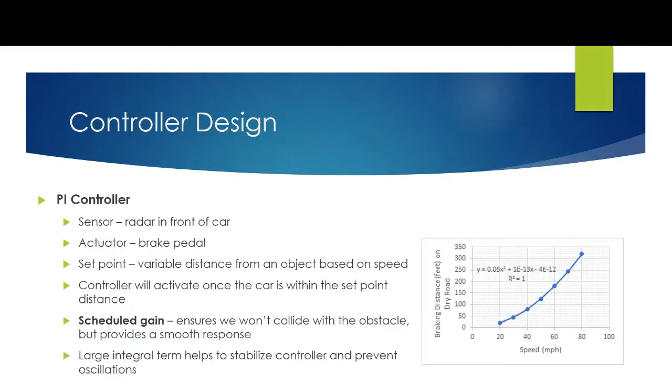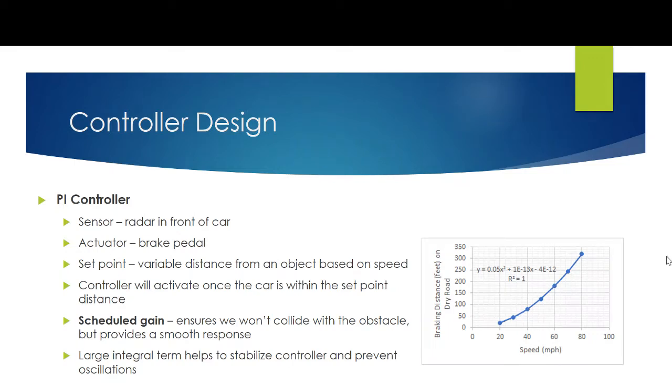For our controller design, we chose to use a PI controller, a proportional integral controller. The sensor for our controller is the radar sensor in the front of the car that will determine the distance of the vehicle from an obstacle. To actuate our process, we'll use the brake pedal and the brake pressure applied to stop the vehicle once it comes within that set point distance. Our set point is the variable distance from an object based on the speed of our vehicle. The controller will begin to activate once the car is within the set point distance.